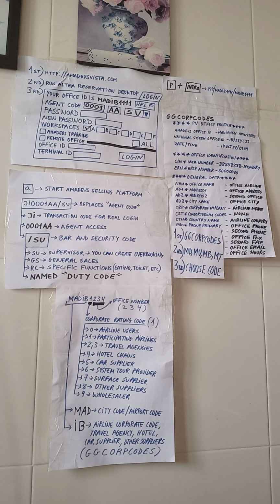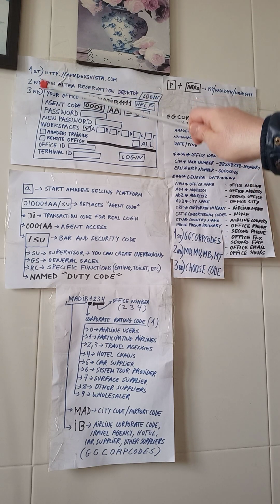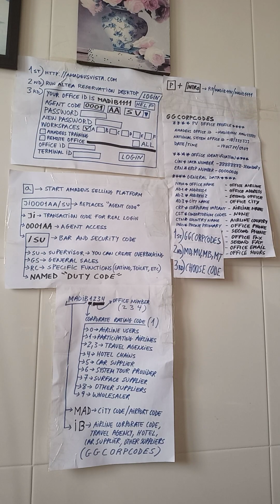So, as I said before, the office ID appears automatically, okay? By default. What I am going to tell you now, you can expand by tapping on the Help tab. I am going to explain this screenshot, okay, because this is a screenshot.